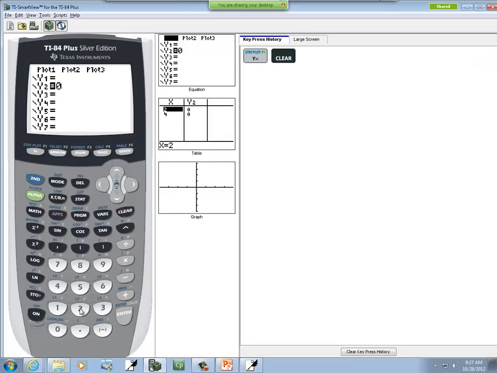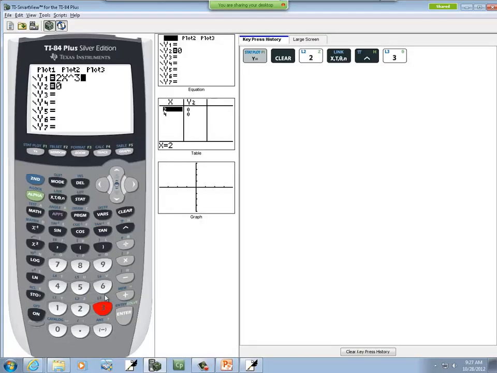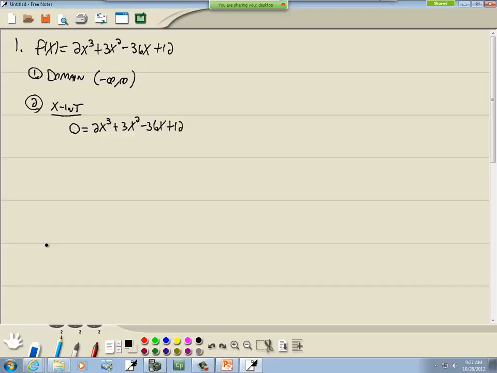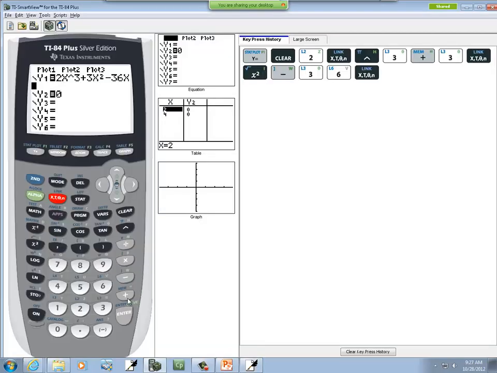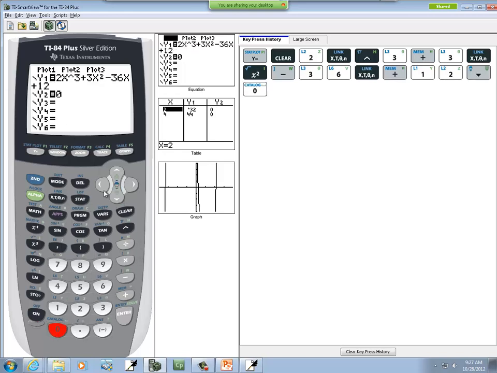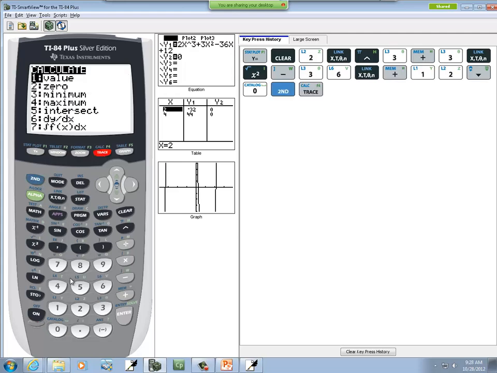And then we put 2x to the third plus 3x squared minus 36x plus 12. Have to have 0 on y2. This process doesn't work unless you have 0 on y2. So down arrow to y2 and put a 0 there. Okay, so we're going to do second trace, and we want to choose intersect.